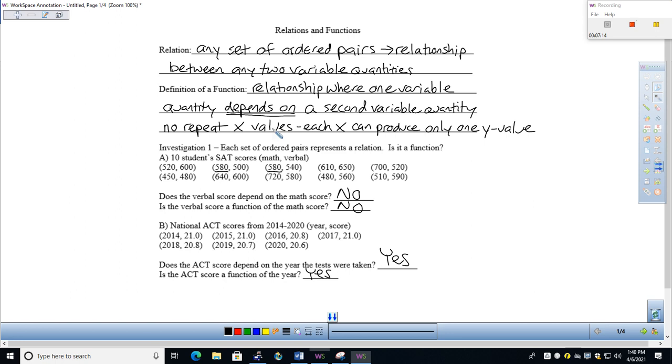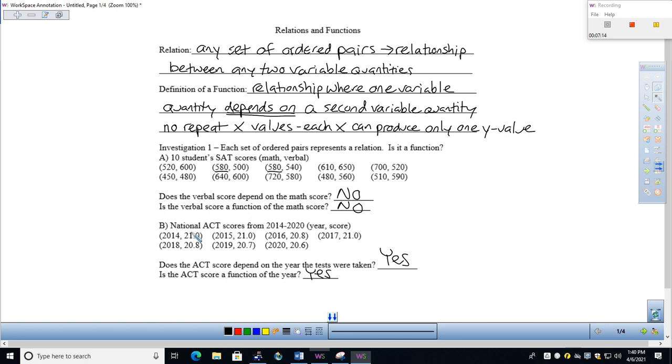And I would ask you this: do you think you can repeat the y's? And yeah, you can. In fact, you kind of see that here, a couple of different ways that the y values are repeating. So you can have a repetition of y values, and the set of ordered pairs would still be a function. It's all based on the fact that that y value is dependent on that x value. That x produced that y.